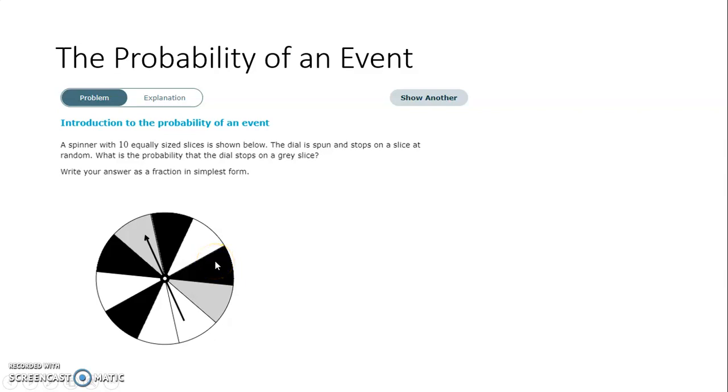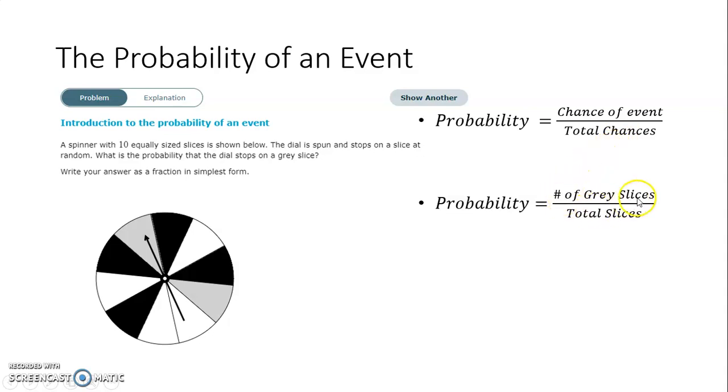So the way we determine the probability of a random event is like this. It's the chance of the event that you want to happen, here that's the spinner lands on a gray space, over the total options that you have. Specifically, that'd be the number of gray slices over the total number of slices overall. So here you have 2 gray slices and a total of 1, 2, 3, 4, 5, 6, 7, 8, 9, 10 slices. So your probability is 2 over 10. We could leave it there. However, it says we want to write our answer as a fraction in its simplest form. I can simplify 2 over 10 by dividing the top and bottom by 2, and you get 1/5.